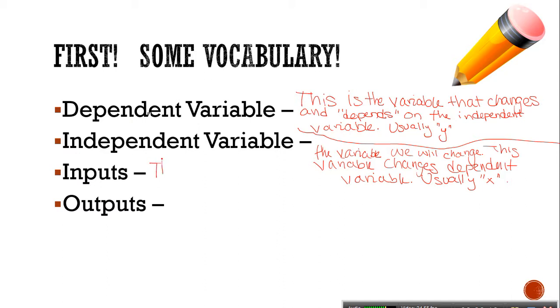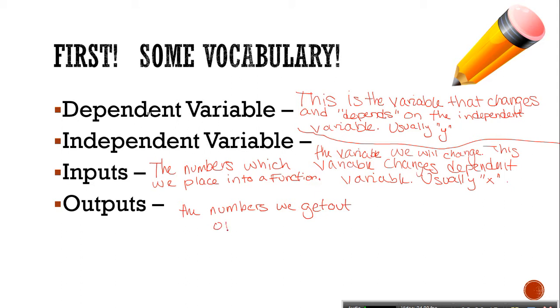Inputs. Inputs are the numbers which we place into a function. And we'll talk about functions a little bit later in this video. Outputs are the numbers we get out of a function. Our inputs are usually what we know as our x's, and our outputs are usually our y's. If you think of it as a machine, we put some numbers in and we're going to get something different back out. Those are our outputs.